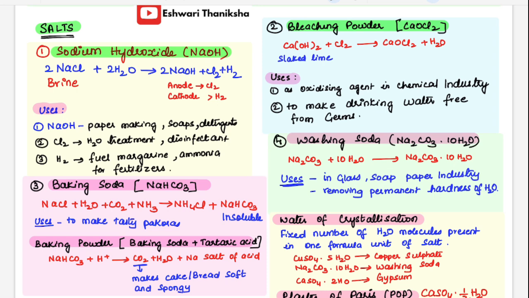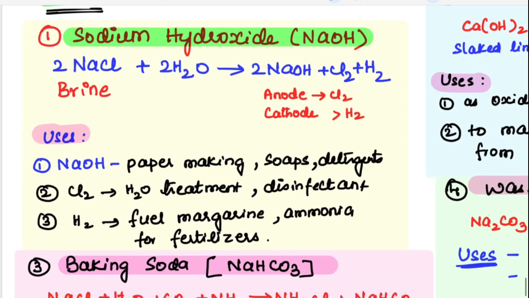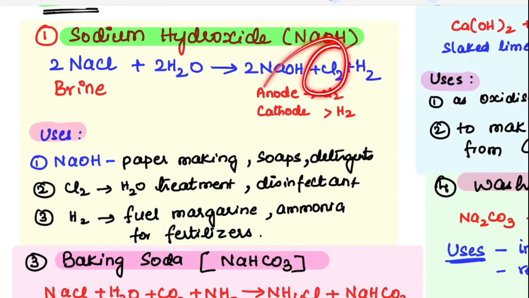So let us learn the preparation of sodium hydroxide. So you have to take brine and pass electric current. So brine is nothing but sodium chloride dissolved in water is called brine. So you will get sodium hydroxide along with the liberation of 2 gases. So which are those 2 gases? Chlorine gas and hydrogen gas is liberated.